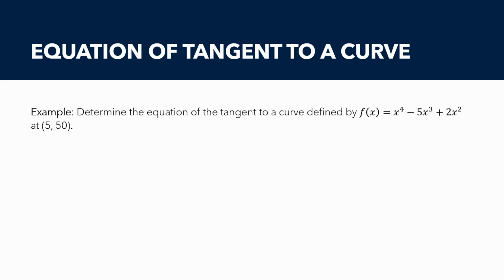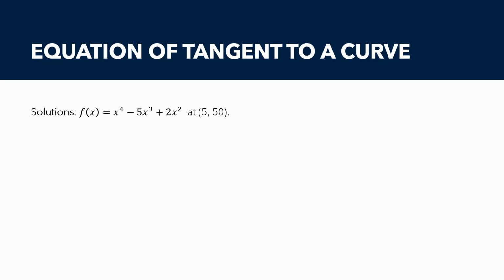The example says, determine the equation of a tangent to a curve defined by f of x is equal to x to the power 4 minus 5x cubed plus 2x squared at the point (5, 50). Let's see the solutions. We know that the function f is defined by x to the power 4 minus 5x cubed plus 2x squared, and the given point is (5, 50). First thing, I find the derivative of the function, and the derivative is given by 4x cubed minus 15x squared plus 4x. Again, please make sure you know how to differentiate.